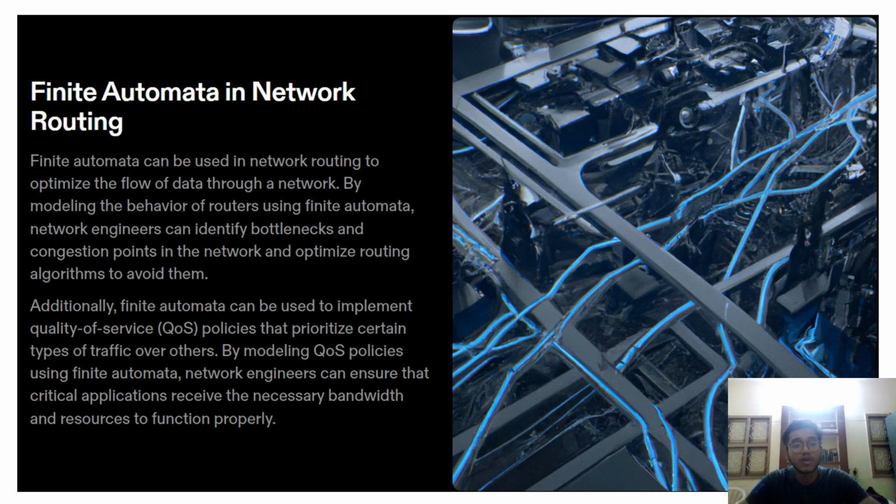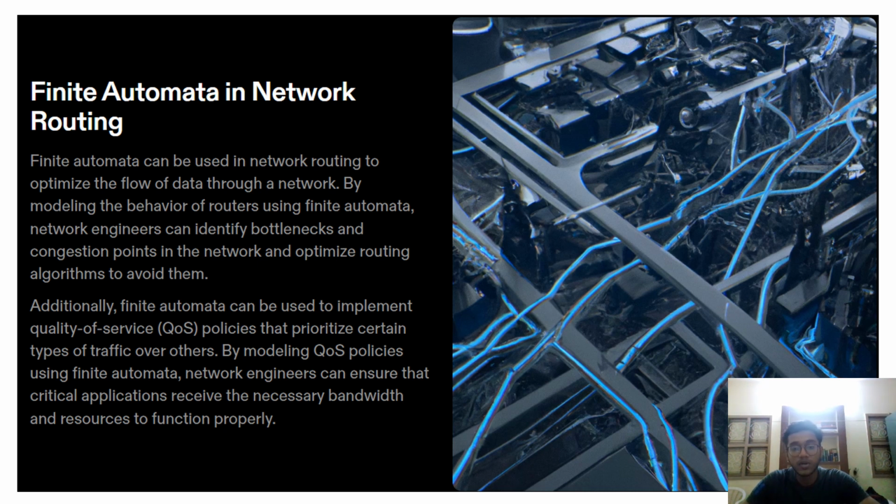Finite automata in network routing. In the context of network routing, finite automata can be used to efficiently route data packets from their source to their destination. By representing the network topology as a finite automata, routing algorithms can use the state transitions to determine the optimal path for a given packet.